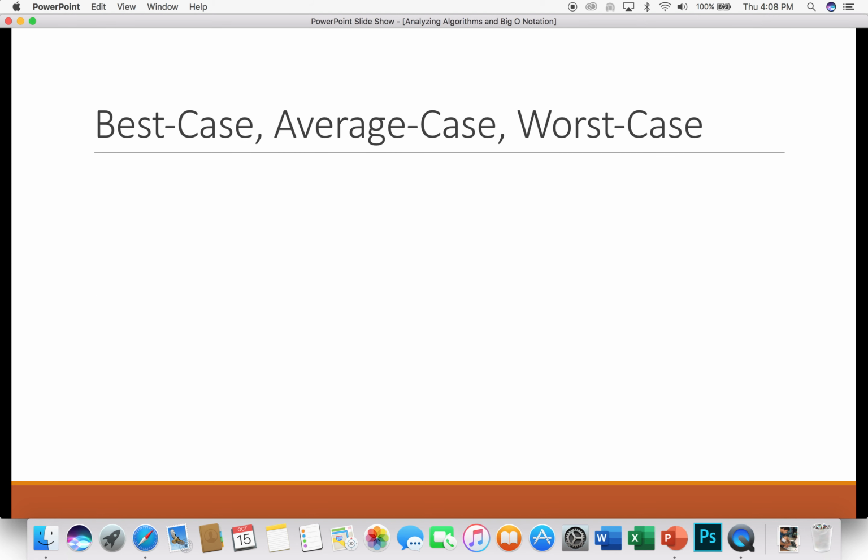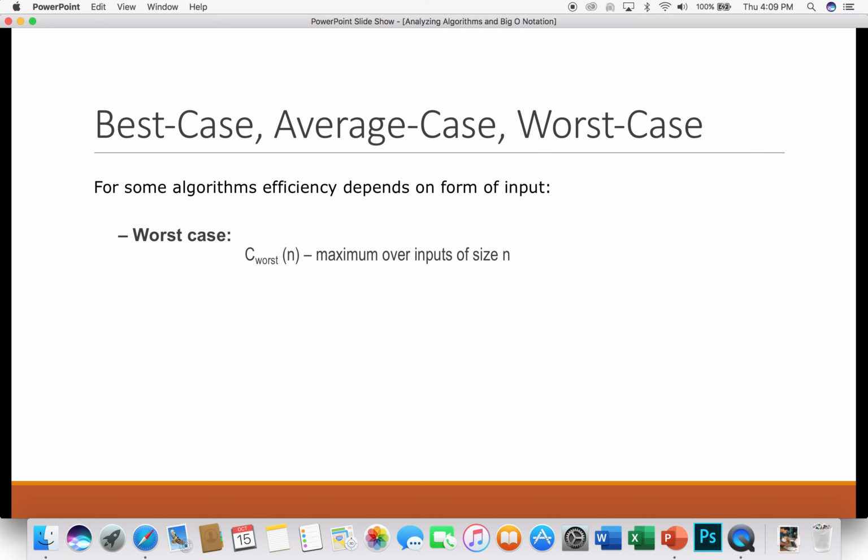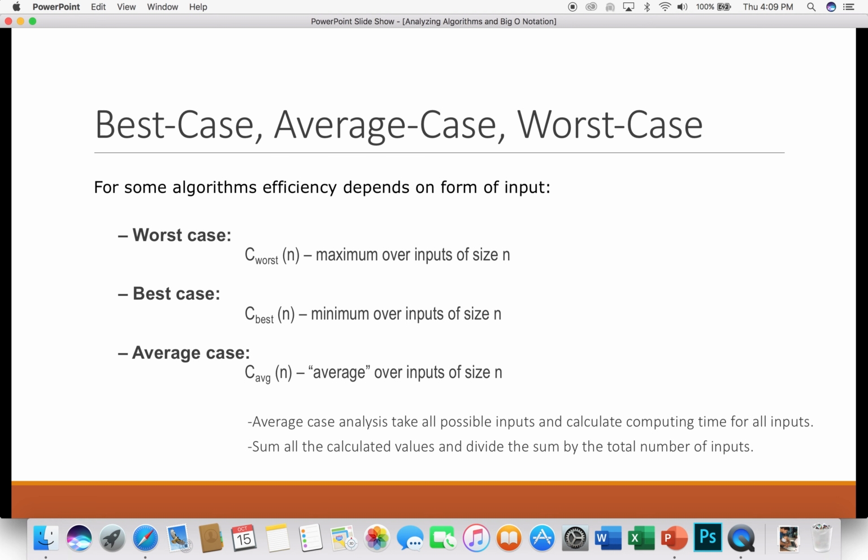Last, may tinatawag tayong best case, average case, and then worst case pagdating sa algorithm. So, yung sum algorithm, it depends on the form ng input nila. Pwede nating sabihin na worst case is the maximum over inputs. Yung best case, the minimum over inputs. And then the average case is yung tinatawag na average. Pag sinabi nating average, you take all the possible inputs and then i-calculate mo sila. Since average yan, isum mo lang or i-add mo lang lahat and then i-divide mo lang kung ilan yung total number of inputs.